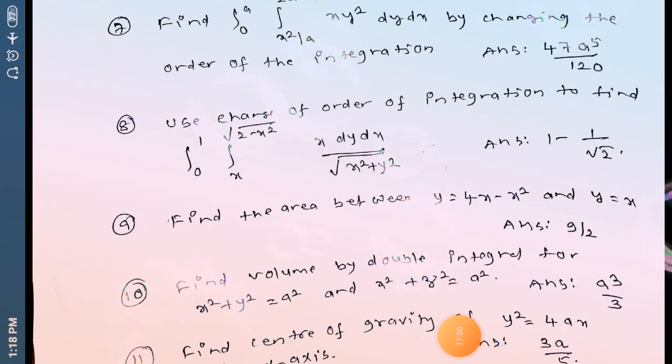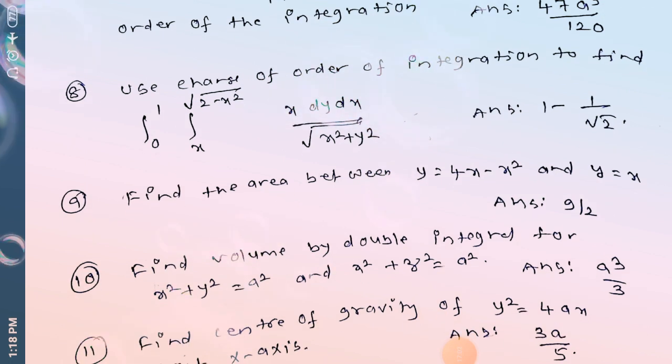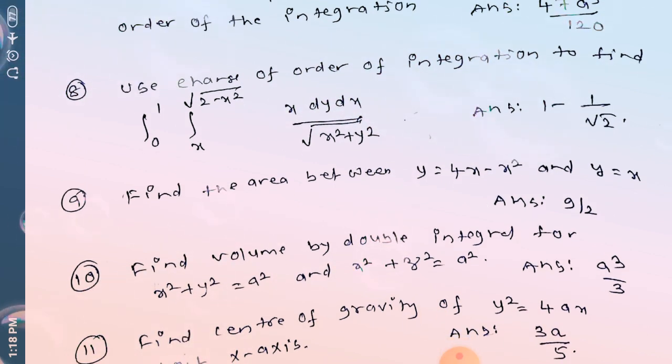Now look at your ninth problem. Find the area between y equal to 4x minus x square and y equal to x. In order to calculate the area, I am using double integration. So two equations are given. You solve those two equations so that you can get your x values 0 and 3. Then the y values are already given. It is nothing but 4x minus x square and y equal to x.